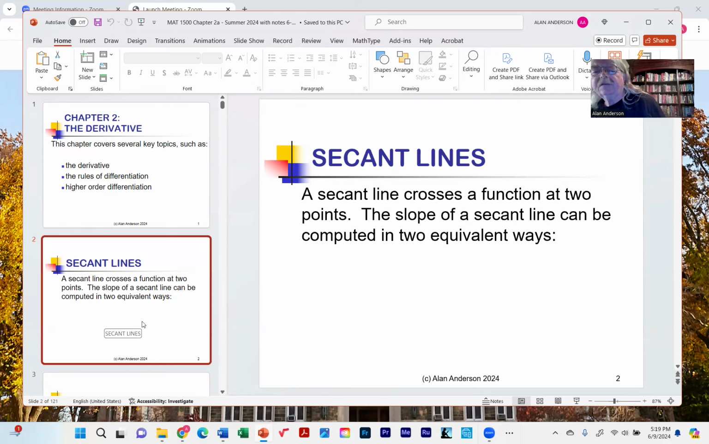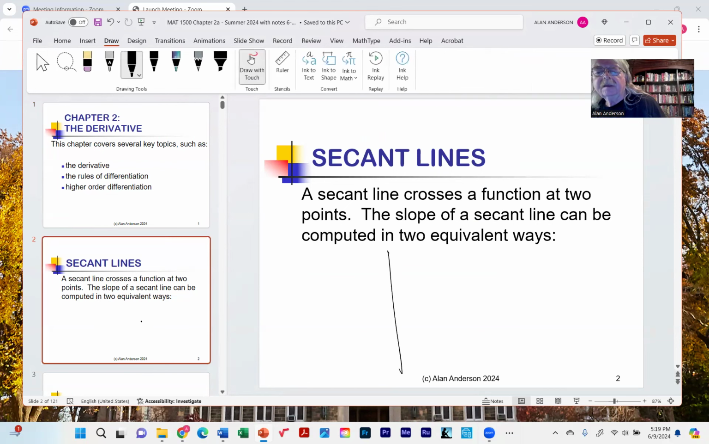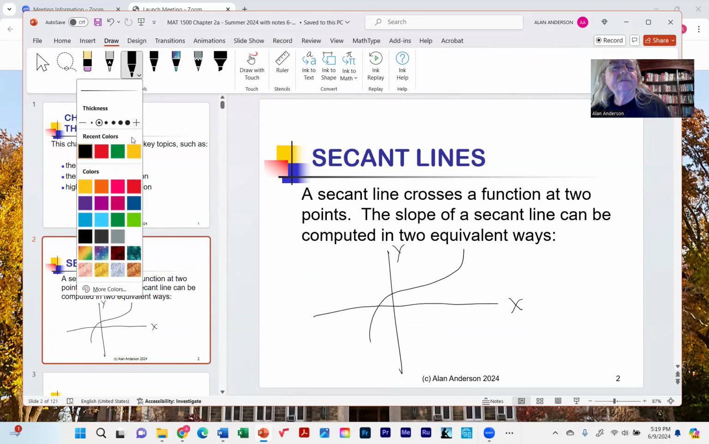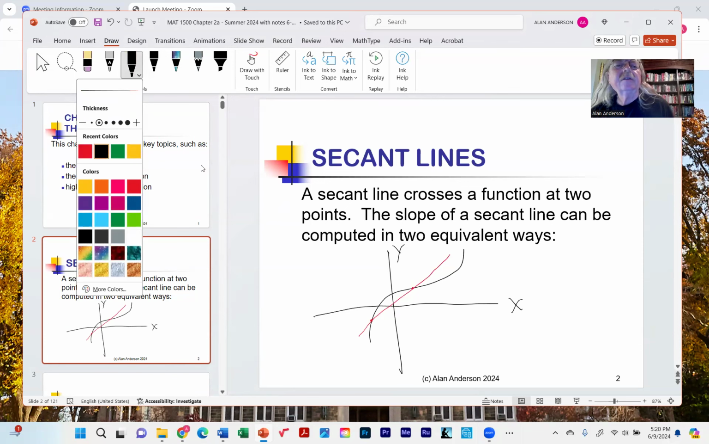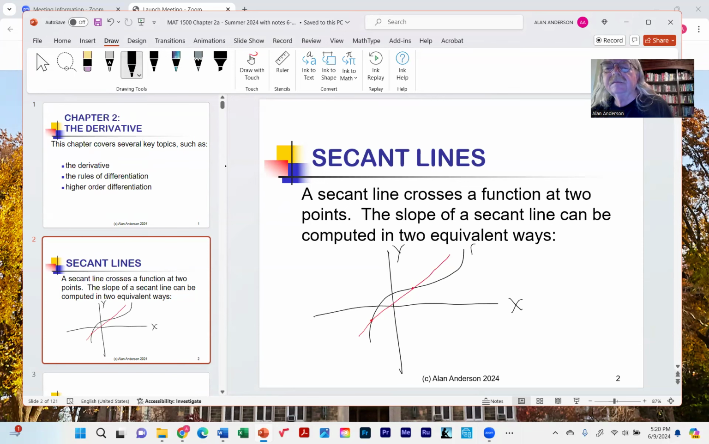If you've got some kind of a curve, it doesn't really matter what shape it has, a secant cuts through that function in two places. So this red line is a secant line because it cuts through this function f of x in two different places.